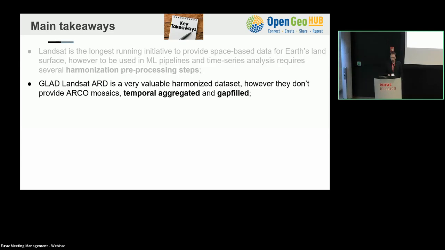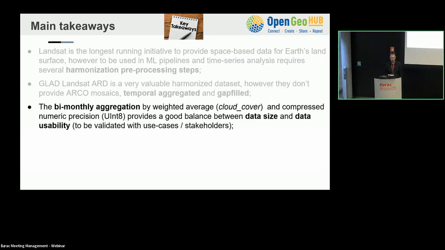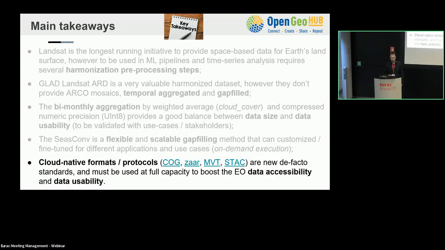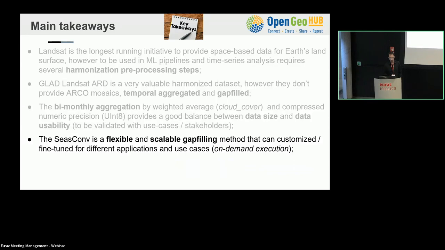And really, the GLAD Landsat ARD doesn't provide the ARCO mosaic, so we are working on that to produce temporally aggregated and gap filled data. With this bi-monthly aggregation, we are compressing this massive dataset, and we believe that's a good balance between data size and data usability. If you reduce the data size, of course, you increase the usability, because you don't need a really serious infrastructure to crunch this data.